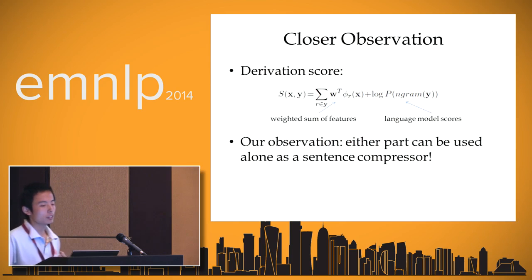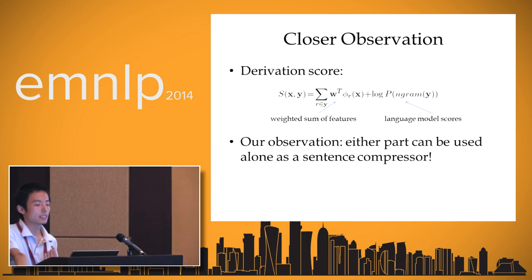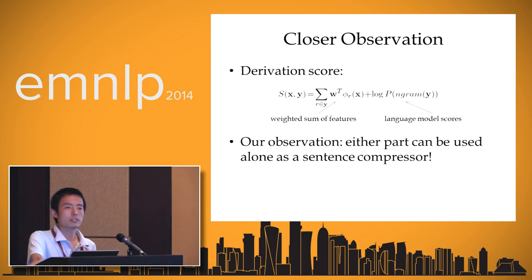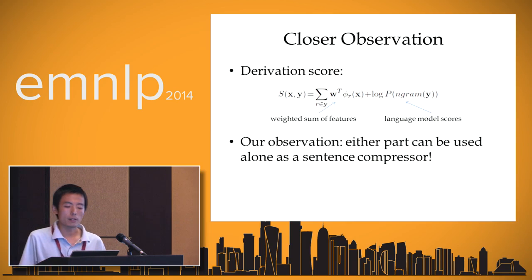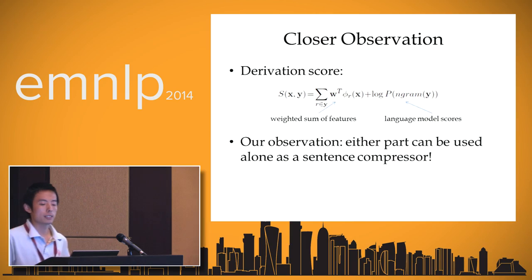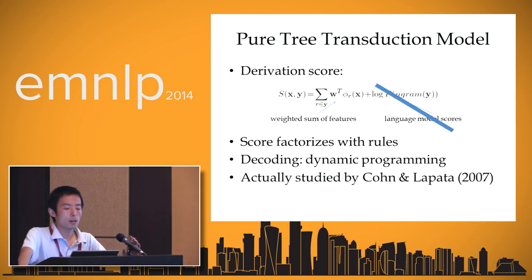So we take a closer look at the scoring function. This scoring function is made up of two parts. The first part is the weighted sum of features, which comes from the derivation rules. And the second part comes from the language model score. In fact, either part can be used alone as a sentence compressor. Therefore, we first omit the last part and look at the first part, only the transduction rule part.